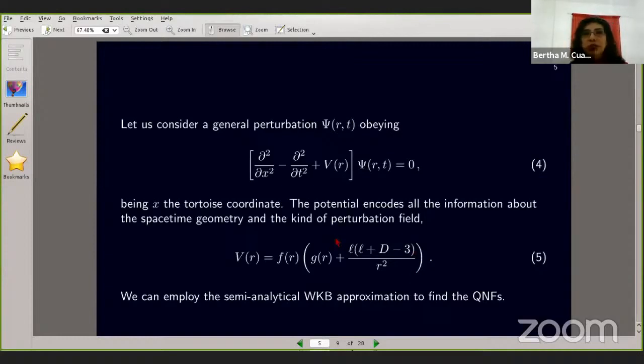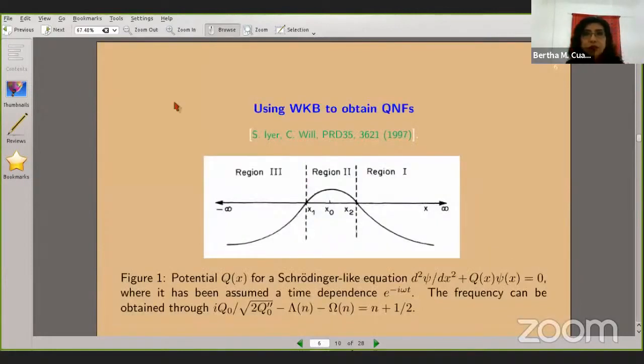So how does this WKB approximation work? Let me show you this plot. In principle, we begin with a Schrödinger-like equation like this that I am showing, where this Q of x plays the role of a potential, and this function Q is plotted here. In fact, it is minus Q that is plotted. The requirement for the potential is that it must have a peak in the region between the event horizon and infinity in the r coordinate. Notice that here the plot is in this tortoise coordinate, so minus infinity corresponds to the event horizon. In these two regions, the potential must go to a constant, not necessarily the same constant.